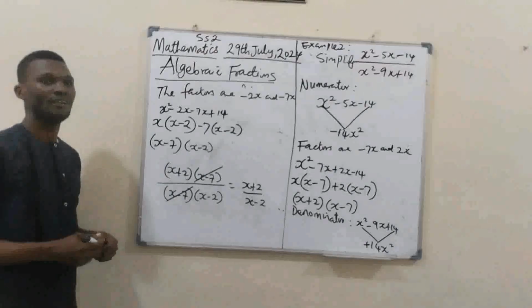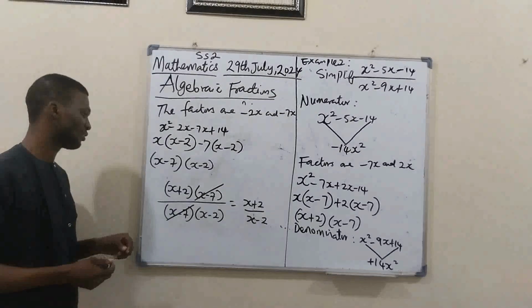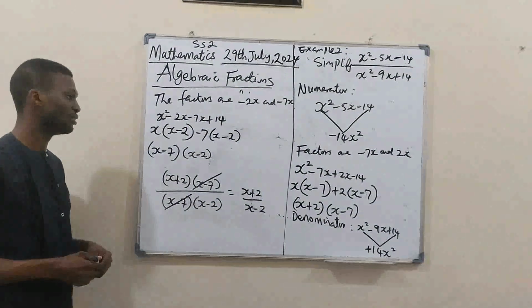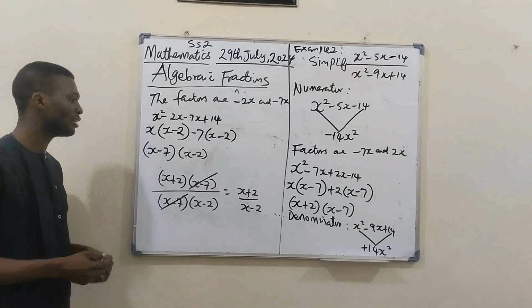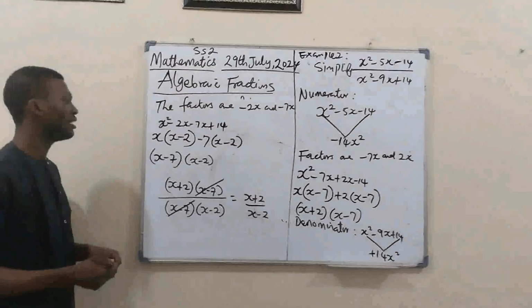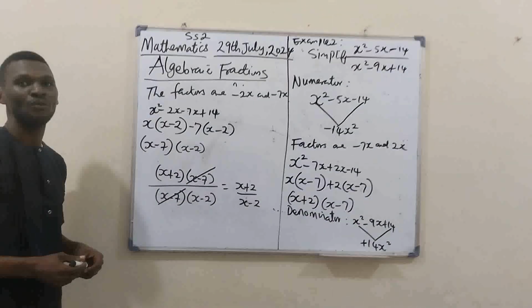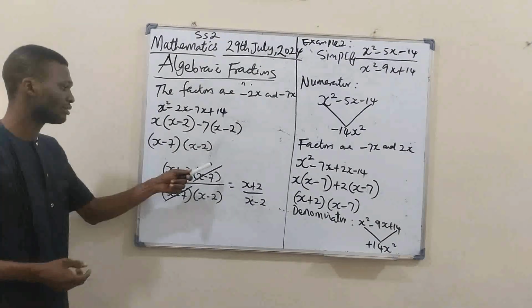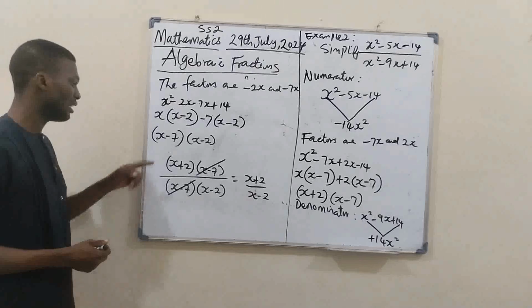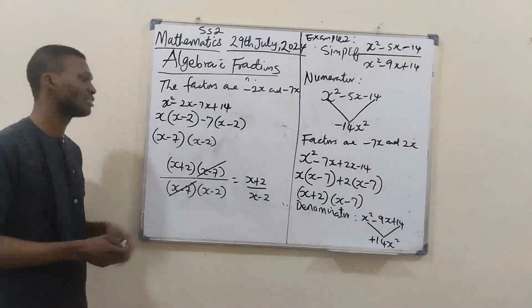Alright, now we have the factorized versions of our numerator and denominator. For the numerator, we have x plus 2 into bracket x minus 7. And for our denominator, we have x minus 7 into bracket x minus 2. We cancel out the common factors. X minus 7 cancels itself. We are left with x plus 2 all over x minus 2.